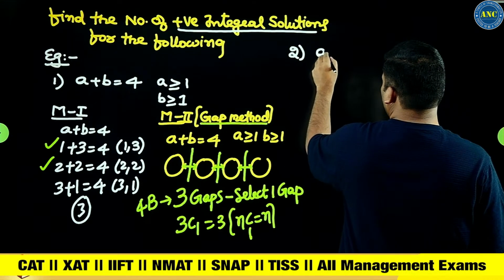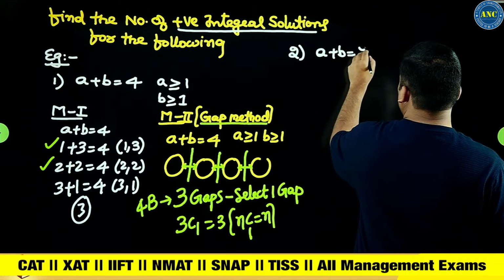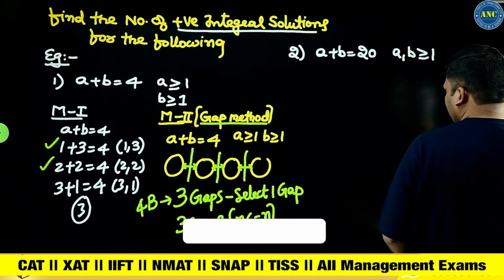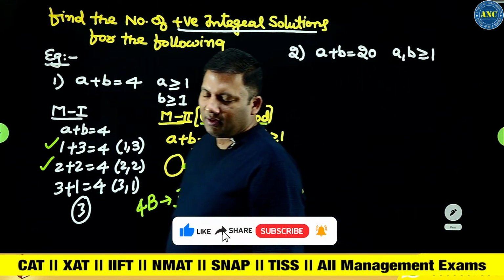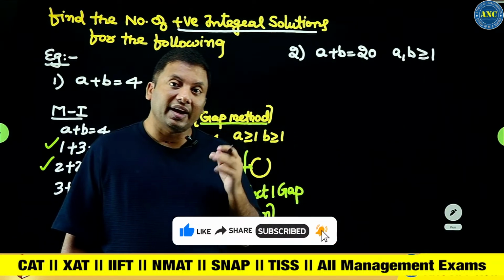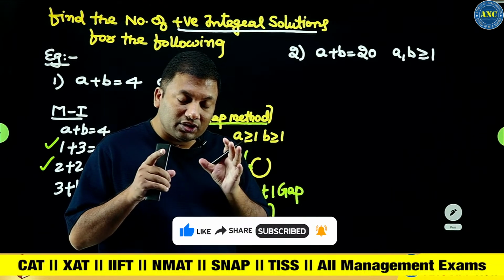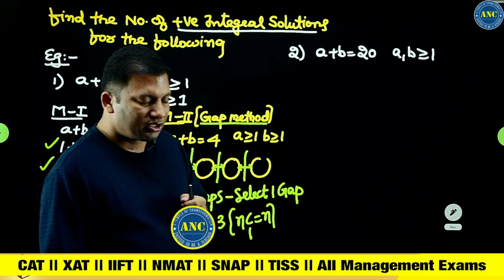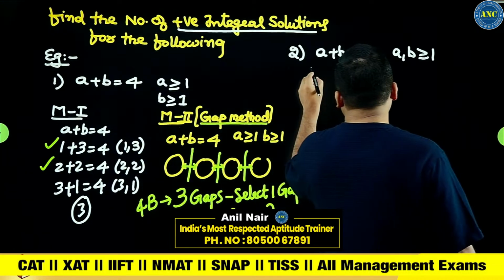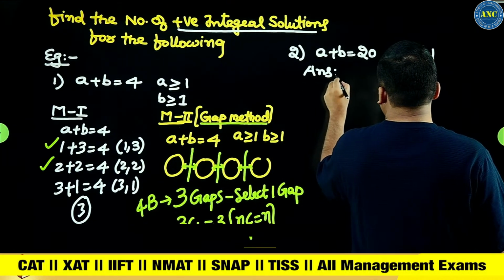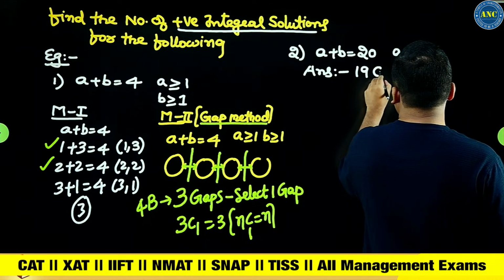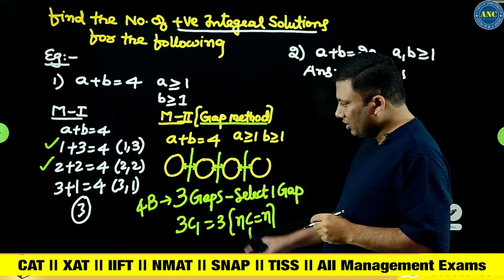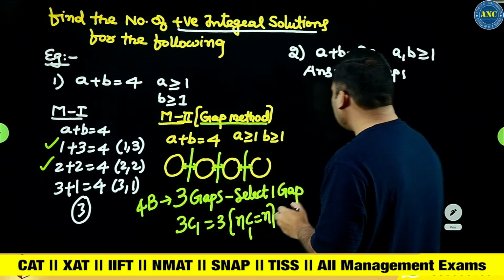Second example: A plus B is equivalent to 20, A, B greater than or equal to 1. A plus B equal to 20 means 20 balls are arranged. If I arrange 20 balls, how many gaps will be there? 19 gaps will be there. How many buckets are there? 2 buckets. If 2 buckets are there, 1 cut is enough.